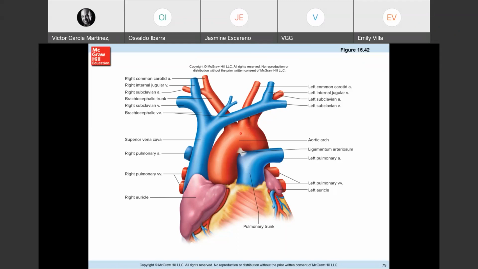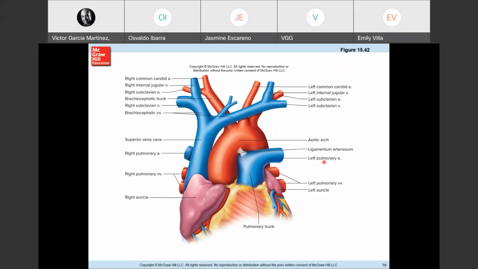And this is really important, guys. On the right side, you're going to have a common trunk, and this common trunk is called brachiocephalic. From here, you have two more branches, the right common carotid artery and the right subclavian artery. On the left side, you don't have a brachiocephalic trunk. You have directly the left common carotid artery and the left subclavian artery. They are the same, but here we have a trunk. And then you have the descending portion of the aorta.